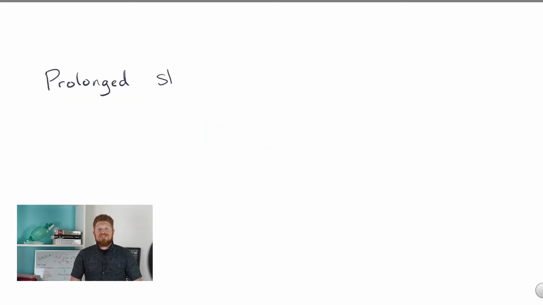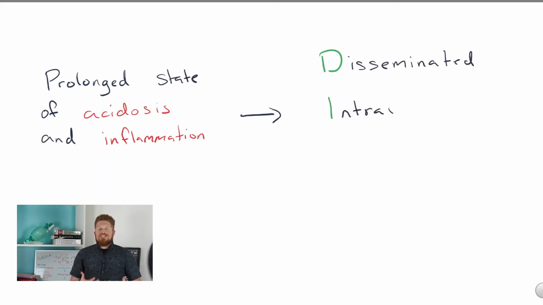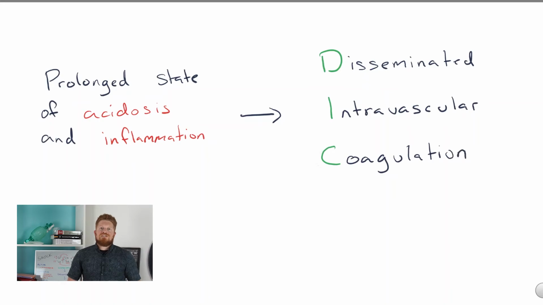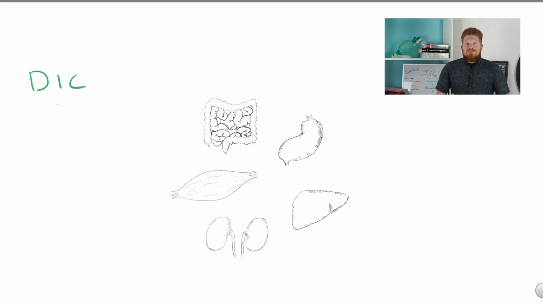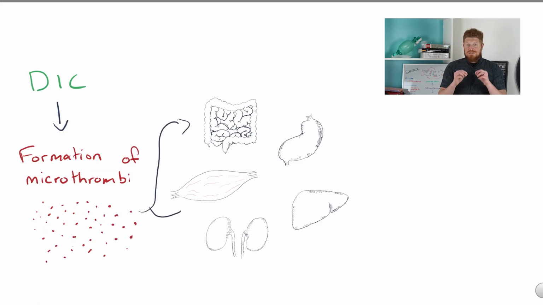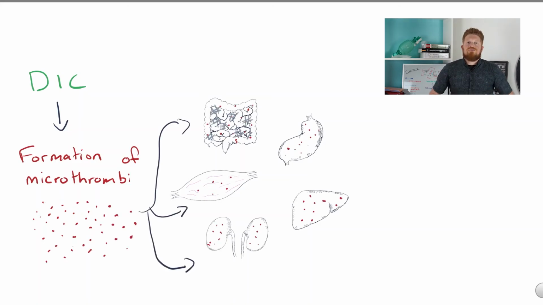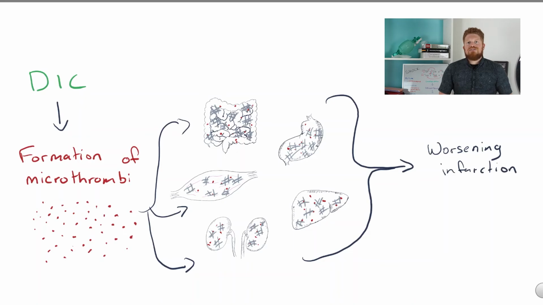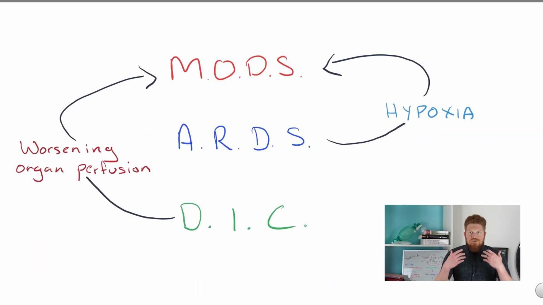To add to this, the continued acidosis and prolonged inflammatory state my body is in leads to a condition called disseminated intravascular coagulation, or DIC. To simplify this, it is a state where microthrombi or tiny blood clots form. These blood clots will go and get lodged in capillary beds throughout my body. As they become lodged in my organs, they worsen blood flow to those organs, adding to the acidosis, adding to the ischemia and infarction, and progressing MODS further.